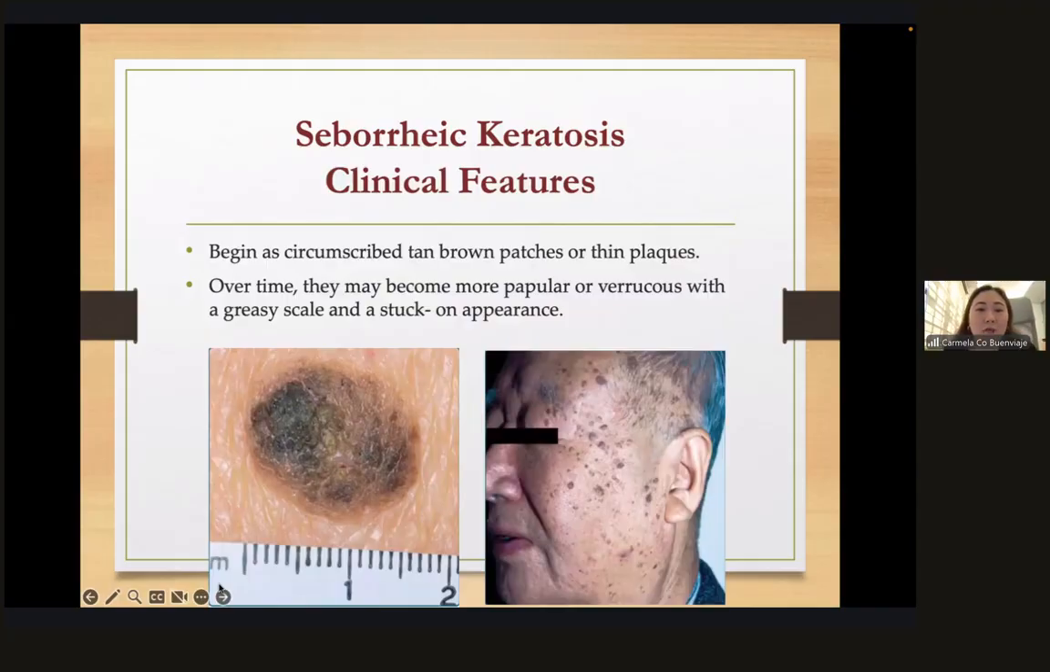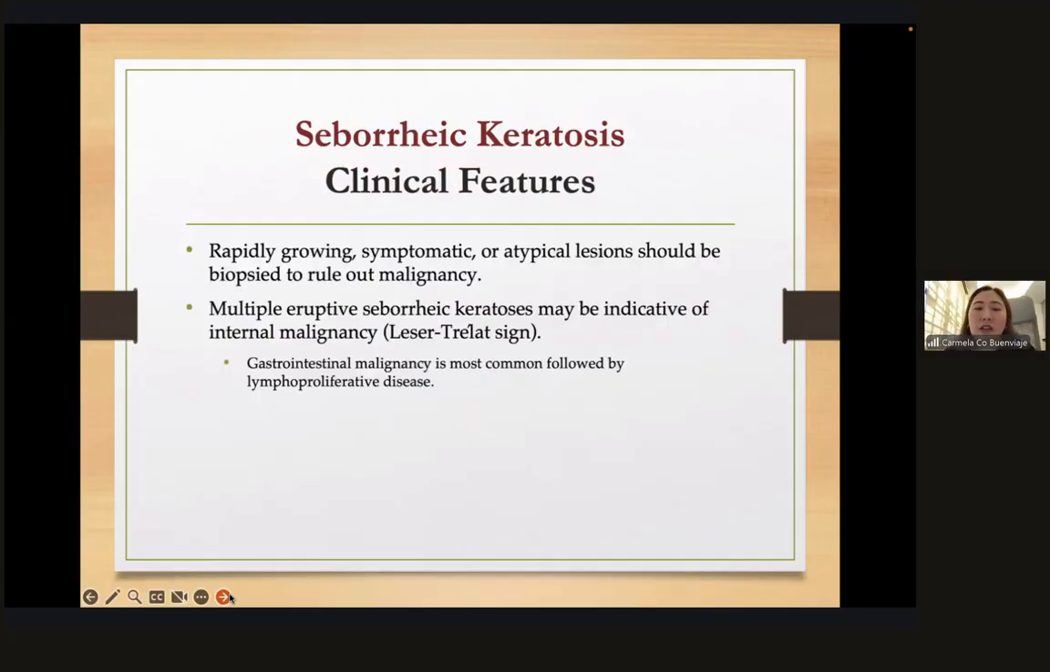Okay, so seborrheic keratosis begin as circumscribed tan brown patches or thin plaques. Over time, they may become more papular or verrucous with a greasy scale and stuck-on appearance, meaning it's like they have stickers that were just stuck on the skin. Okay, so this could be rapidly growing, symptomatic, or atypical lesions. If they are, we should biopsy to rule out malignancy. If the seborrheic keratosis is rapidly growing, symptomatic, or atypical looking, then we do biopsy.